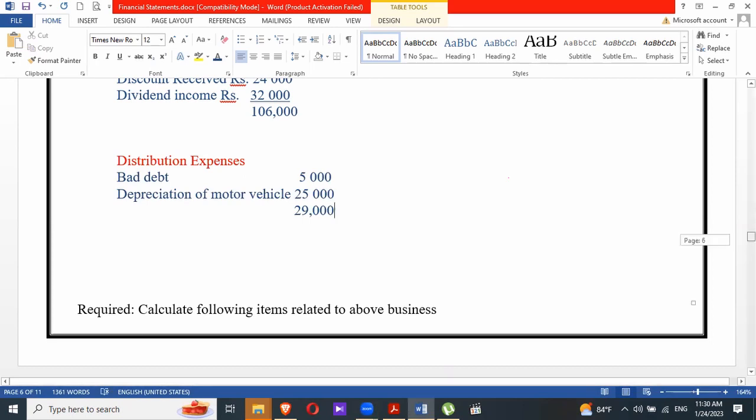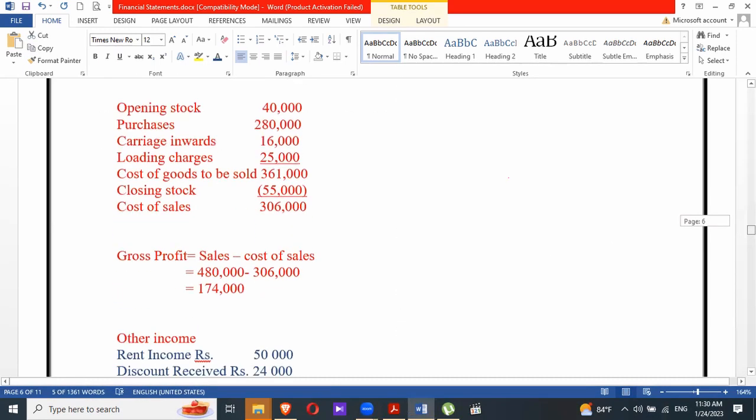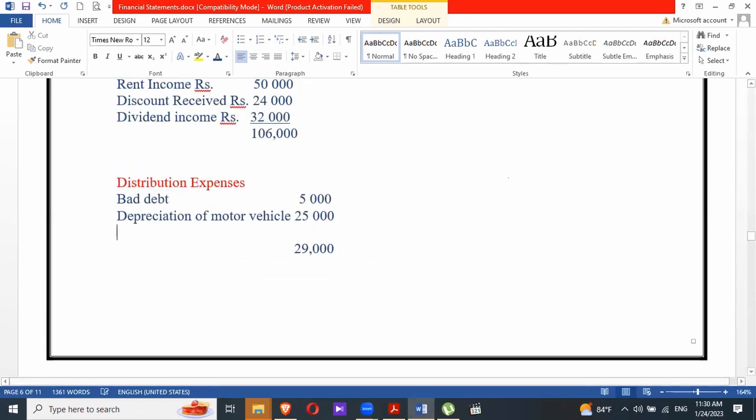I think I missed one, right? Yes, discount allowed. At last, another one given. Discount allowed. Yes, discount allowed also comes under distribution expenses. Other than bad debt, depreciation of motor vehicle, discount allowed also comes under distribution expenses. So, total should be what?